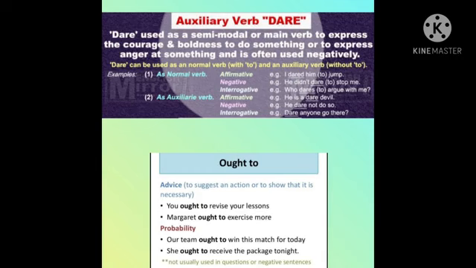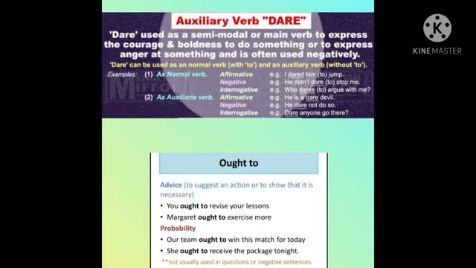Till now I have explained about modals can, could, may, might, shall, should, will, would and must. And now we can focus on the semi-modals, and they are need, dare, used to and ought to. Dare is used as a semi-modal or main verb to express the courage and boldness to do something or to express anger at something, and is often used negatively. So the semi-modals are actually acting like a main verb itself.